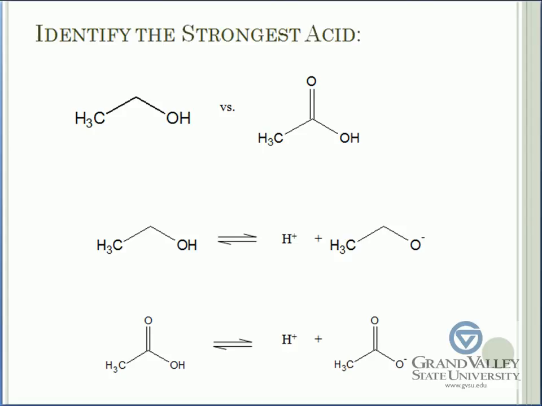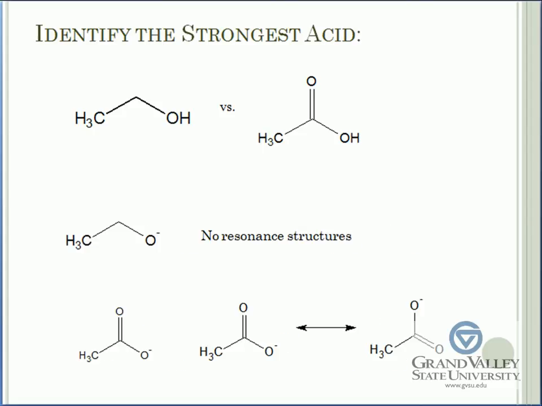Additionally, for the ethoxide ion, there's no possible resonance structure that can be drawn. The acetate ion, however, has another possible resonance structure, and here are the resonance structures. Therefore, the negative charge is delocalized in the acetate ion, making it the more stable anion, and thus acetic acid is the stronger acid.